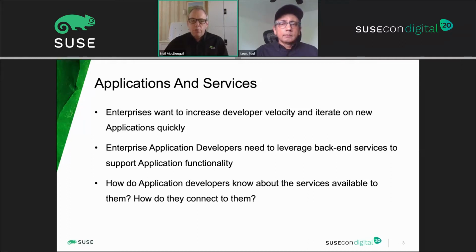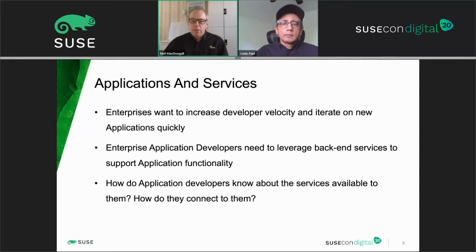But why is this important? As we look at enterprises, they want to increase developer velocity and iterate on new applications quickly. This really is key, and you'll see enterprises trying to move from a sort of legacy world to a world where they can deploy new applications very, very quickly. To do so, enterprise application developers need to leverage back-end services.